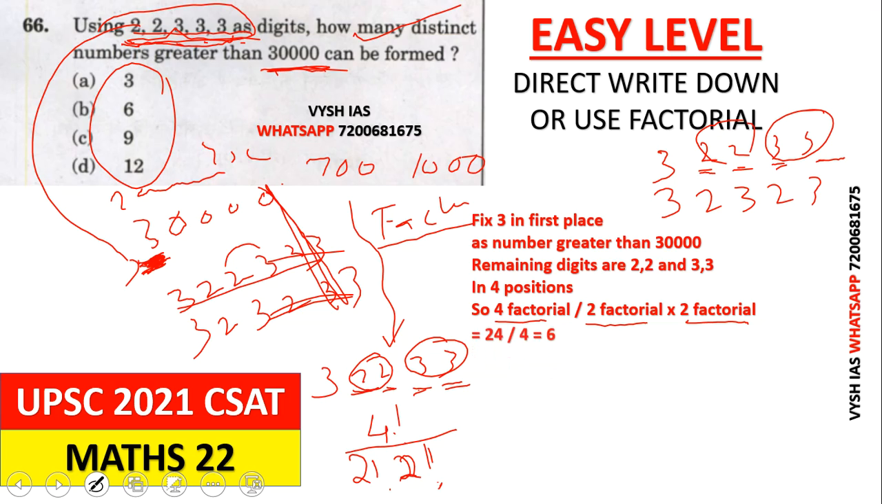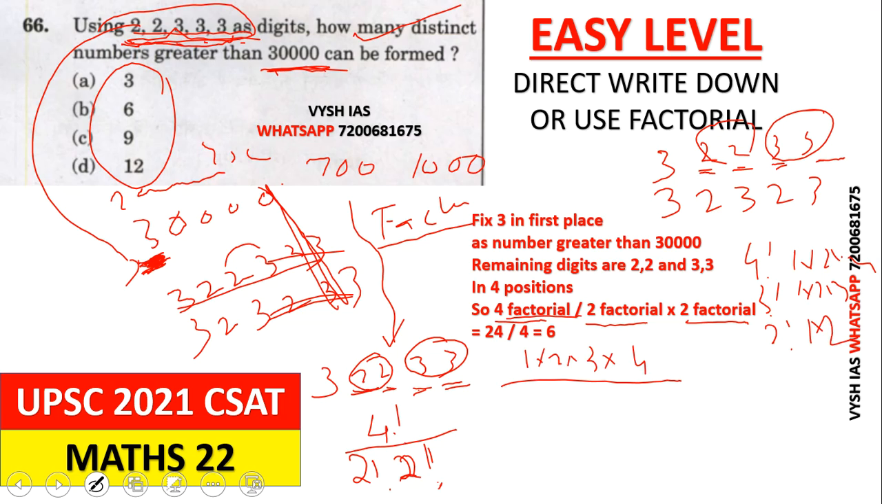Okay, so if you use the formula, what is factorial? Do you know what is factorial? 4 factorial means 1 into 2 into 3 into 4. 3 factorial means 1 into 2 into 3. 2 factorial means 1 into 2. So here 4 factorial means 1 into 2 into 3 into 4 divided by 2 factorial, 1 into 2, into again 2 factorial, 1 into 2. Okay, so if you solve this, it will come 24 by 4, that is 6.